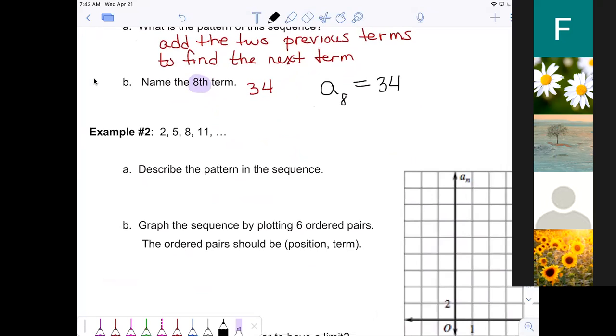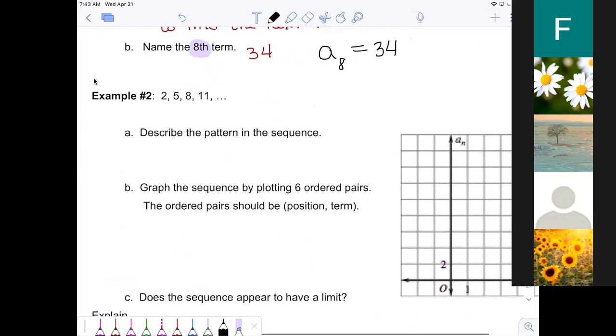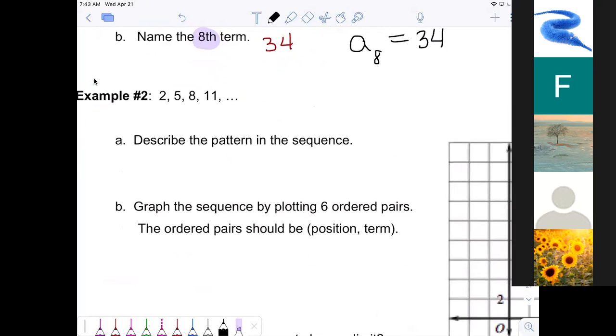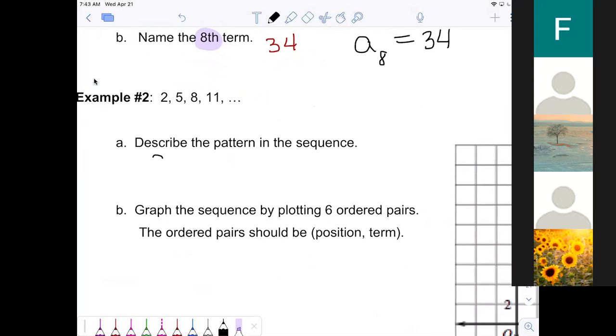So we have 2, 5, 8, and 11. Describe the pattern of the sequence. Anybody describe the pattern here? Jaden, what do you think? Would it just be counting by threes? Yeah, counting by threes, you could say adding 3. So you're adding 3 each time.